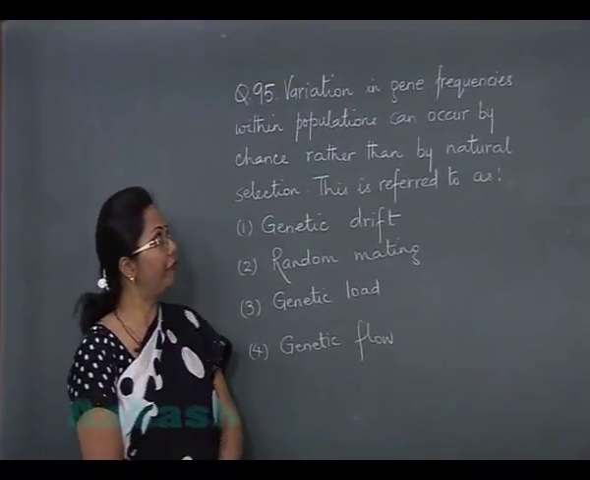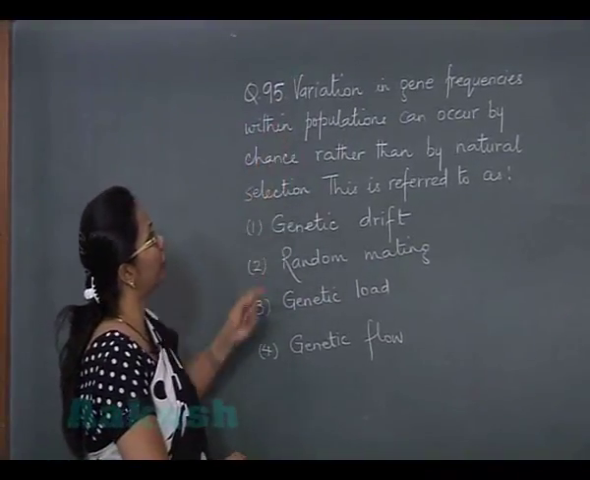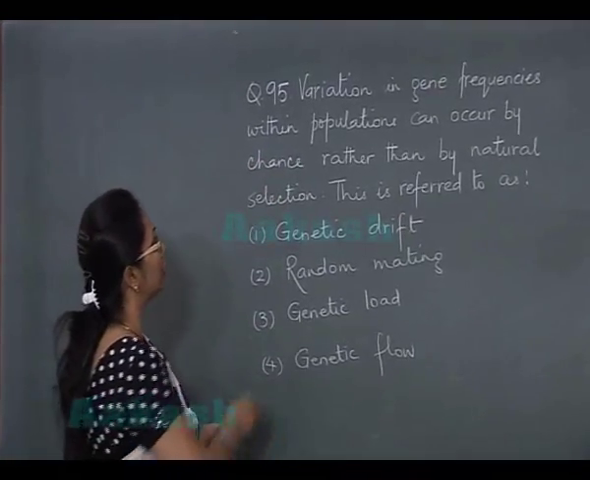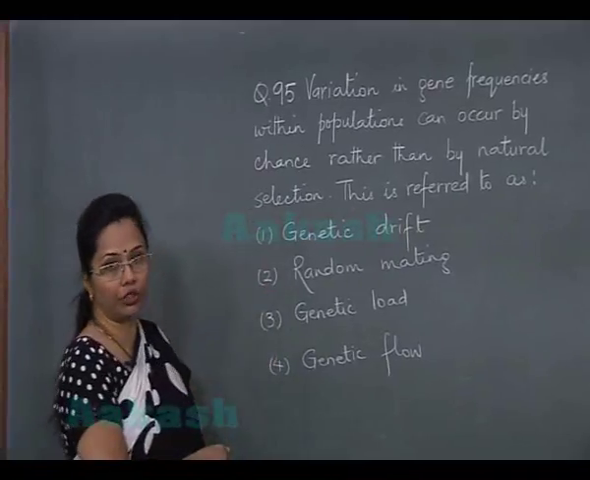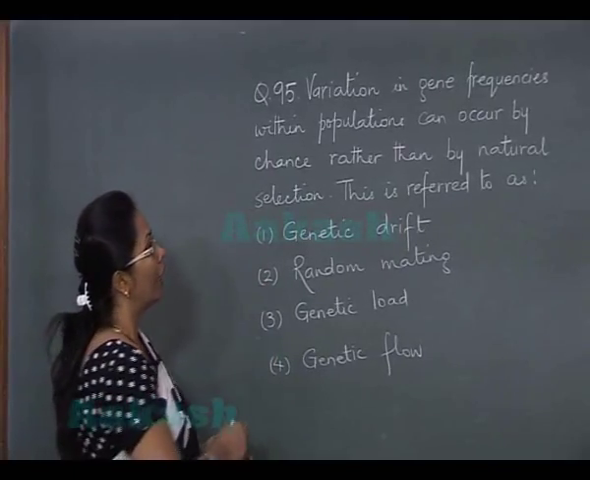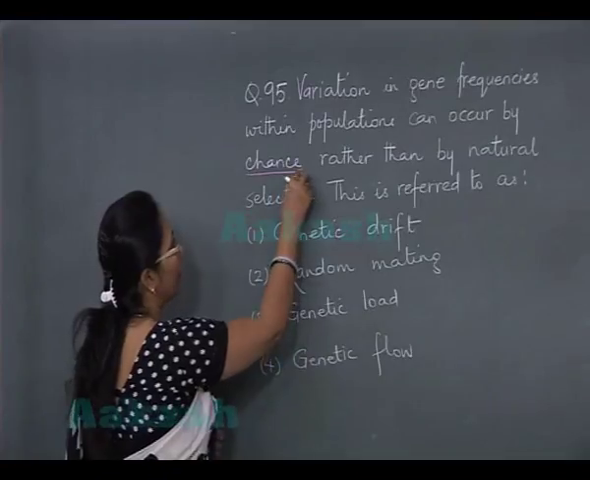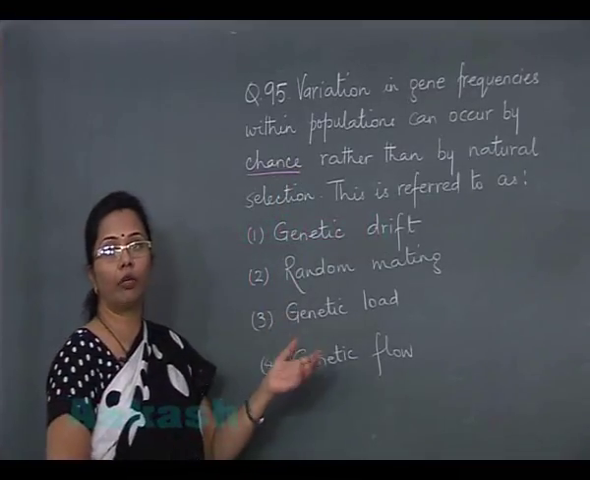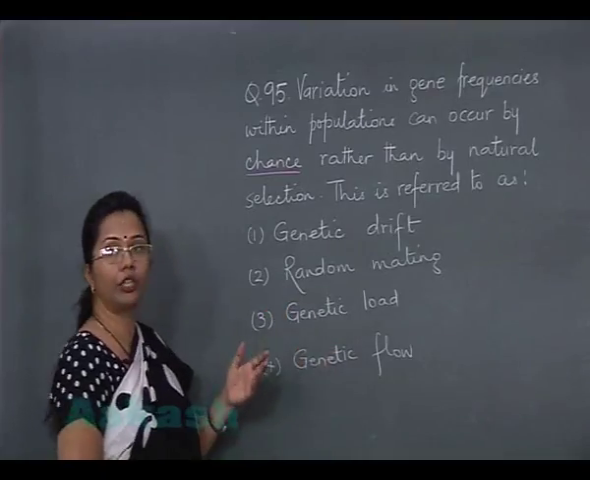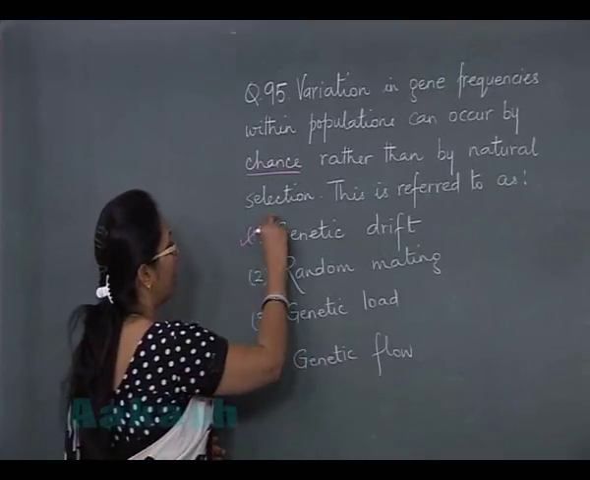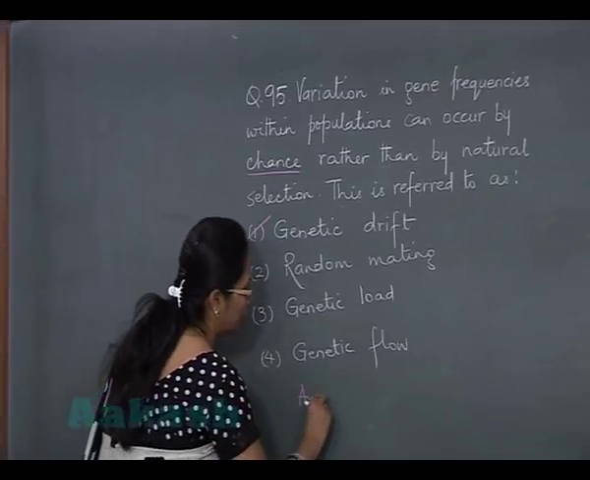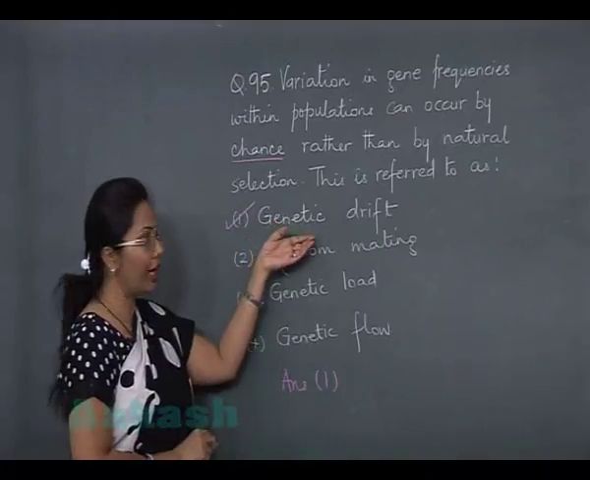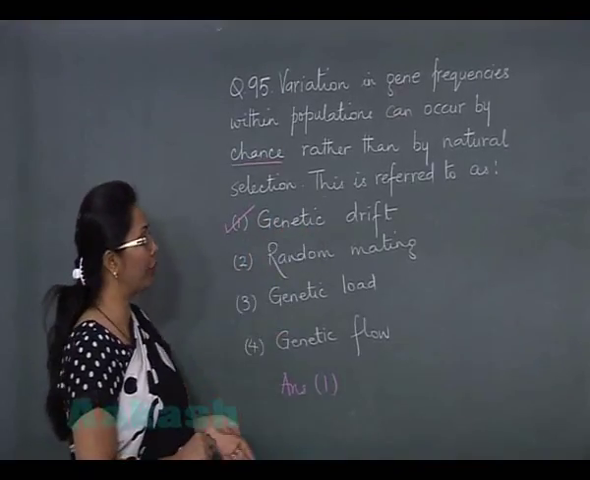Question number 95. It says variation in the gene frequencies within populations can occur by chance rather than by natural selection. This is referred to as... whenever it is a chance event which can change the gene frequencies, there can be only one choice, and that is genetic drift, which is our answer number 1. So our answer is choice 1, which is a chance event changing the gene frequencies.